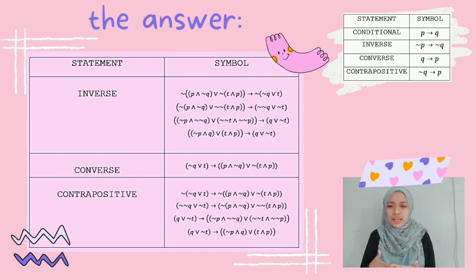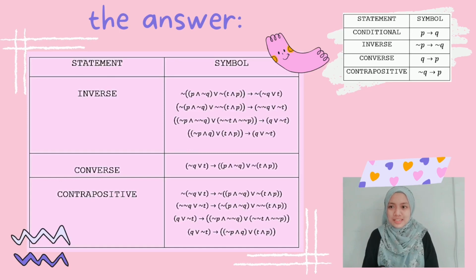So it will be the negation of P and the negation of Q, or the negation of T and P, implies the negation of Q and T. And then we will simplify it. The answer will be the negation of P and Q, or T and P, implies Q and the negation of T. Okay, for the converse, we need to switch the places, so the hypothesis to conclusion becomes conclusion to hypothesis. So the answer will be the negation of Q and T implies P and the negation of Q, or the negation of T and P.